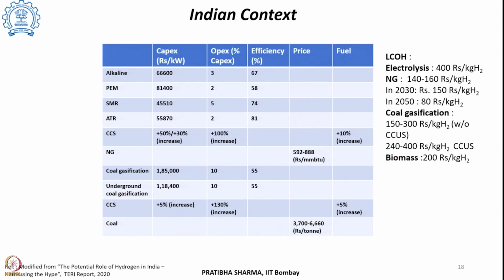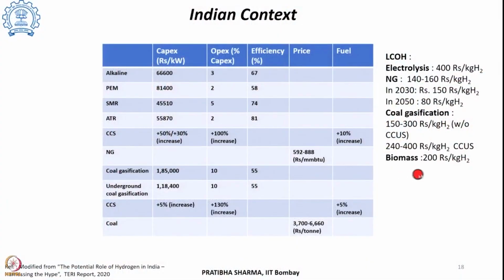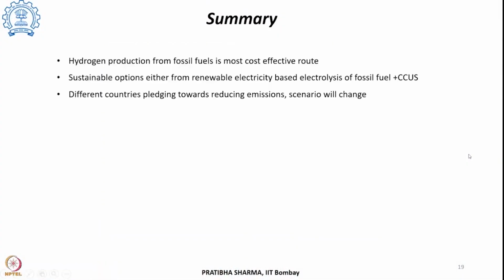Coal gasification is promising in the Indian context because we have huge reserves of coal, but the problem is that we have high ash coal. So either the technology should be developed to use Indian coal, or we will depend on imports of low ash coal. From biomass, the price is 200 rupees per kg of hydrogen produced.